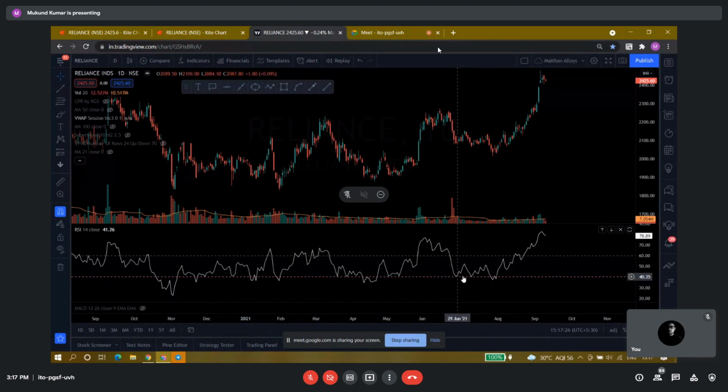So this was the first case. This was the second case. This was the third case. You can see that this was the third case, when the stock was near around this level, but the stock took support and again it bounced back.